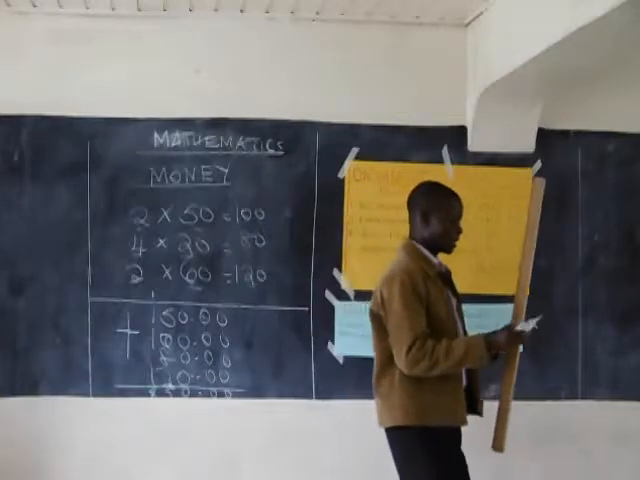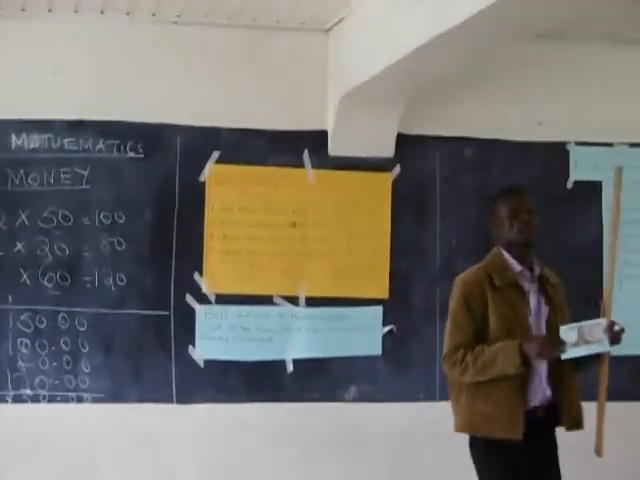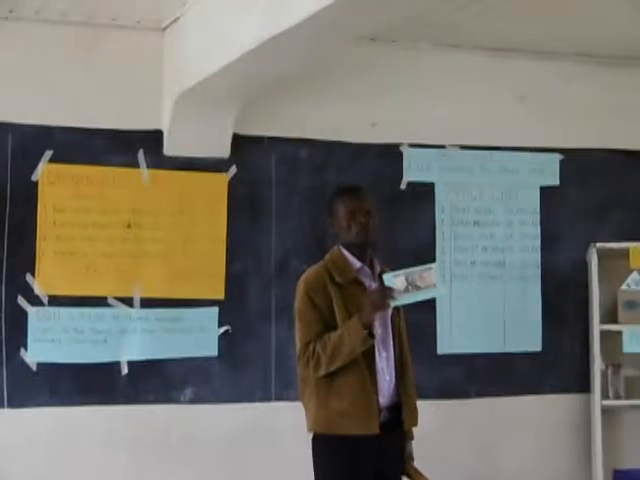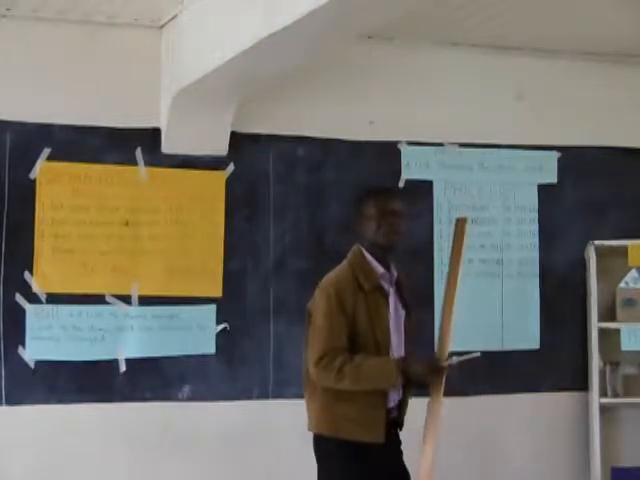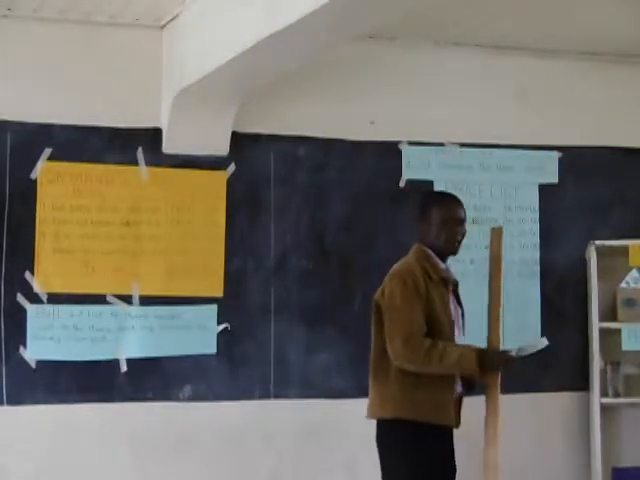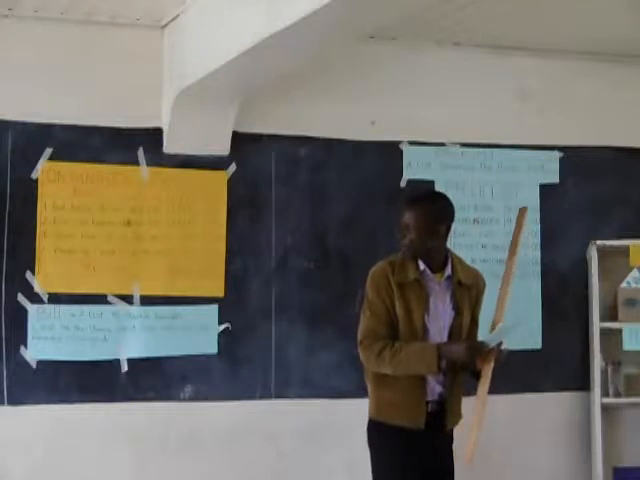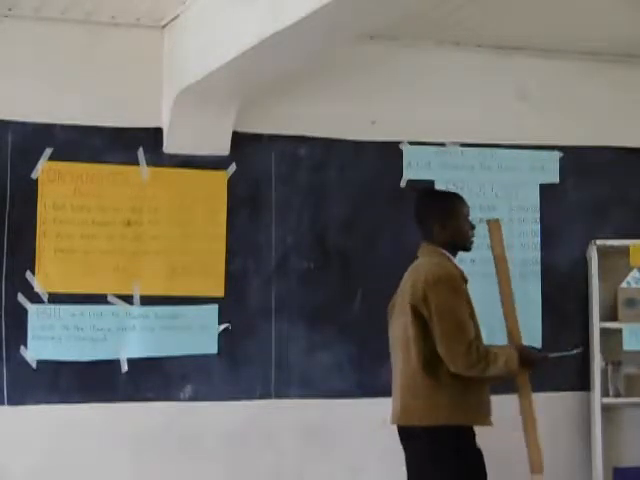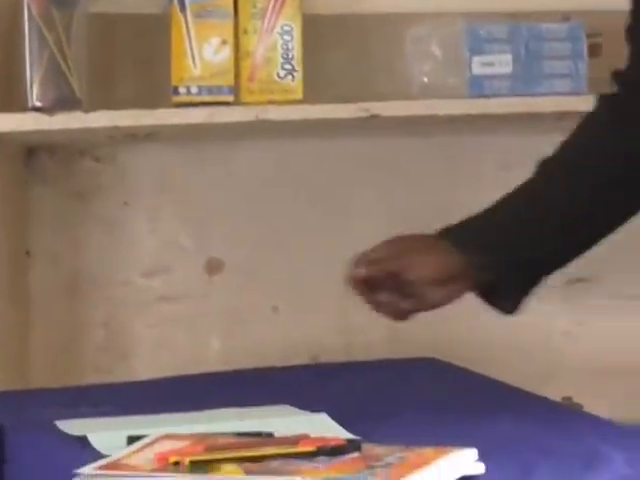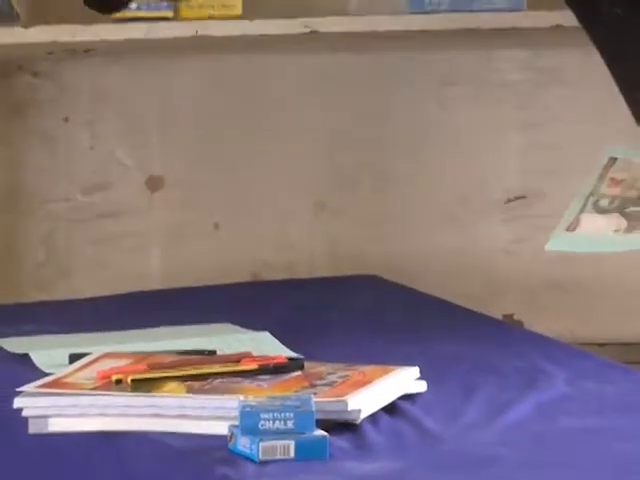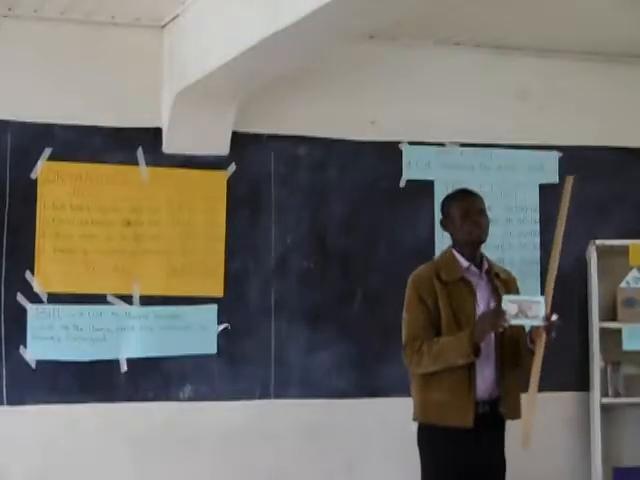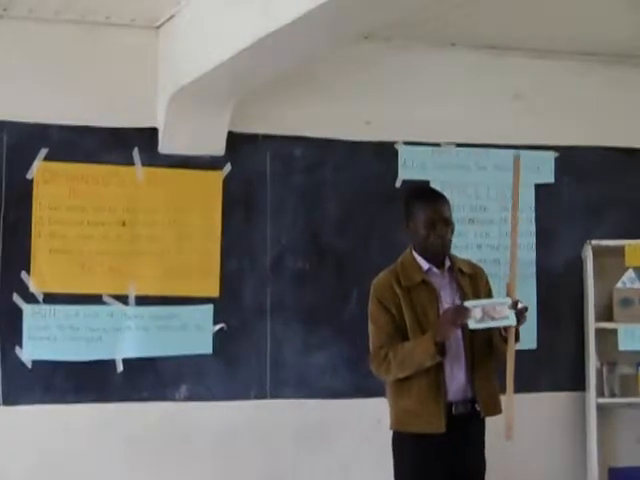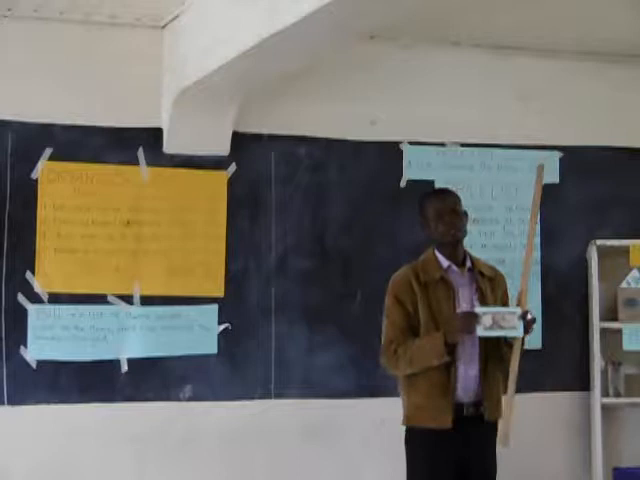With me here is a 500 shilling note. So I'm going to give this to the shopkeeper. Remember, the items I bought were 450 shillings, so there was something I was expecting him to give me back. Good. As you can see, the shopkeeper has given me back 50 shillings.